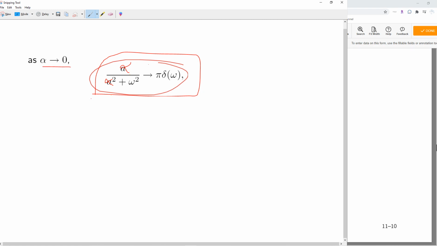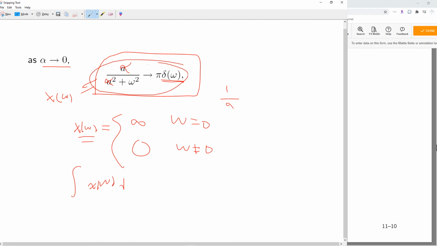So basically let me set this function to be x of omega. So you can see x of omega, when omega is 0, basically this is like 1 over alpha. So if you take alpha to be 0, then it becomes infinity. If omega is non-zero, then it becomes 0. So this x of omega looks very similar to this pi. So finally you need to check what this is, so just do the integration.